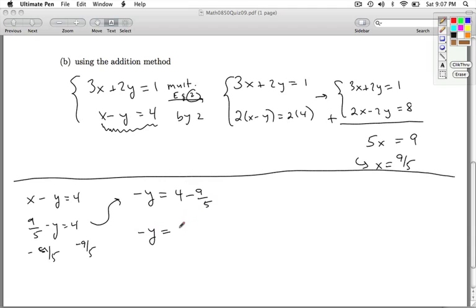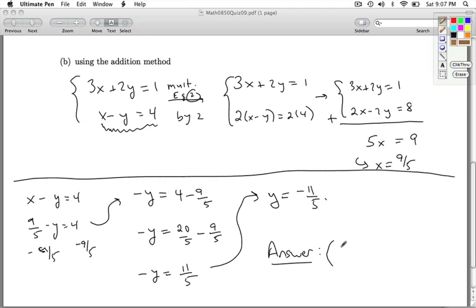And same as before, I get a common denominator. That's 20 fifths minus 9 fifths. So I get the opposite of y equals 11 fifths. I can think of this negative here as being a negative 1. I can multiply both sides by negative 1 or divide both sides by negative 1. However you do it, you're going to get y equals negative 11 fifths. And so just like before, our answer, x is 9 fifths, y is negative 11 fifths. And so that'll do it for quiz 9.